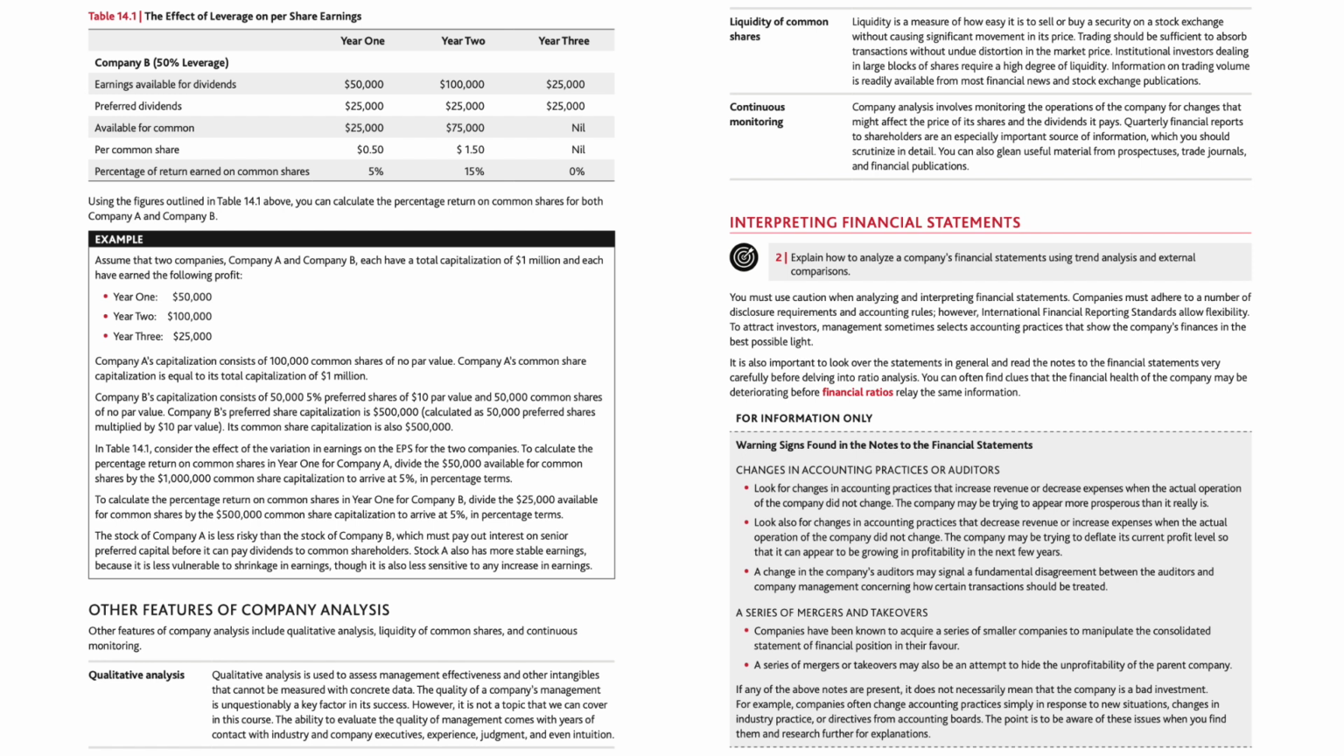A change in the company's auditors may signal a fundamental disagreement between the auditors and company management concerning how certain transactions should be treated. A series of mergers and takeovers. Companies have been known to acquire a series of smaller companies to manipulate the consolidated statement of financial position in their favor. A series of mergers or takeovers may also be an attempt to hide the unprofitability of the parent company. If any of the above notes are present, it does not necessarily mean that the company is a bad investment. For example, companies often change accounting practices simply in response to new situations, changes in industry practice, or directives from accounting boards. The point is to be aware of these issues when you find them and research further for explanations.